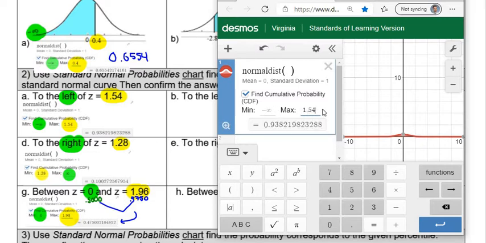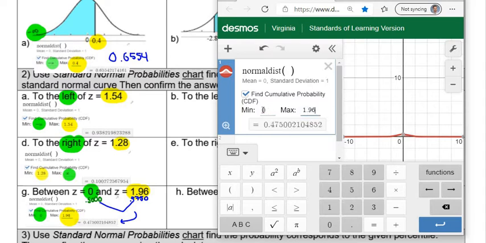The next one, it wants right. So you put the infinity here, and you can just type infinity in the Desmos. It's beautiful. And then I put 1.28 here because I want the infinity on the right side. If you make a typo, just change it. So I write that down. If I go between, I would just type in 0 here, and then here I would type in 1.96.